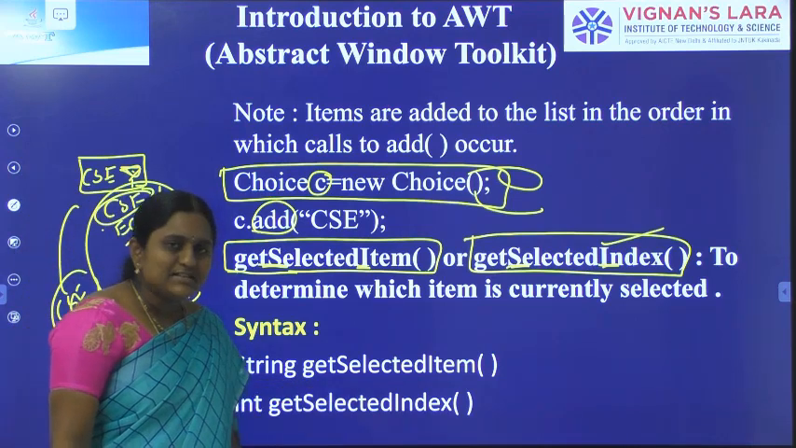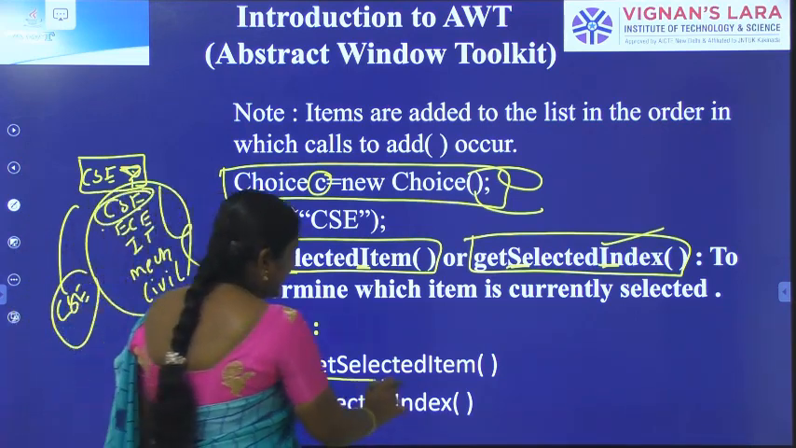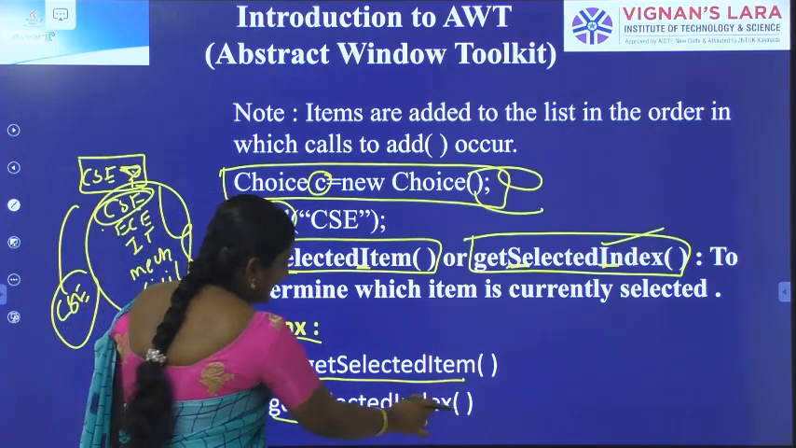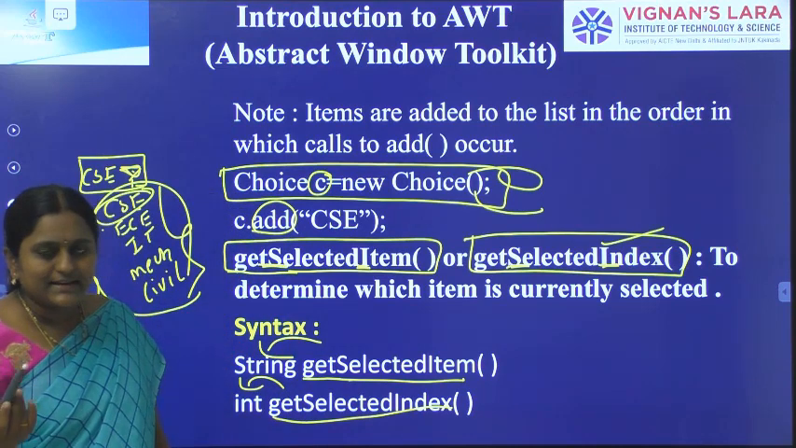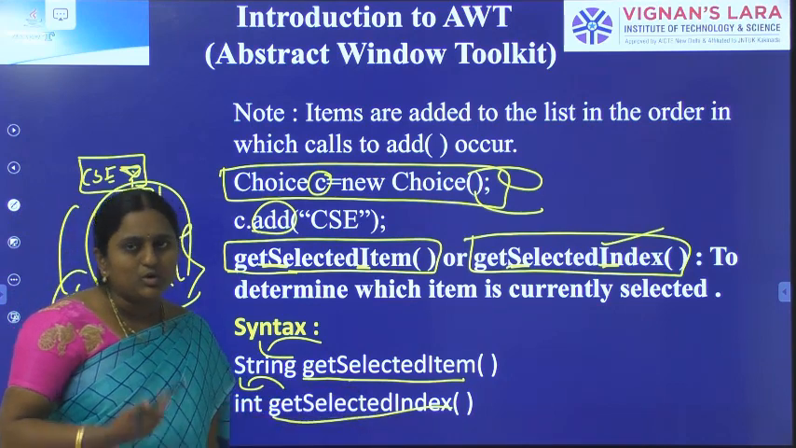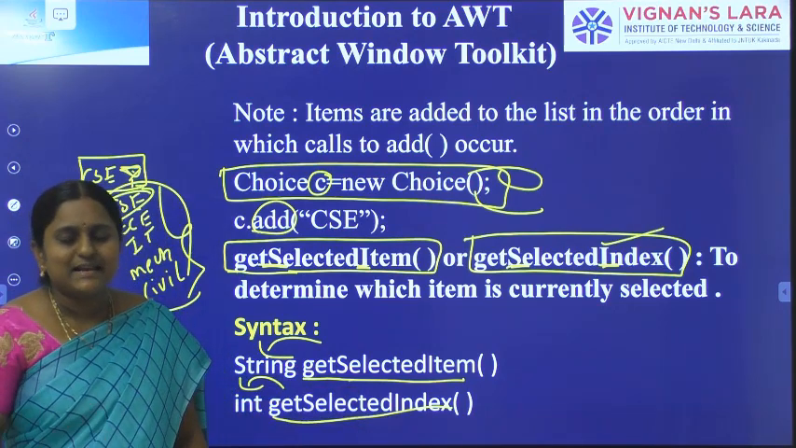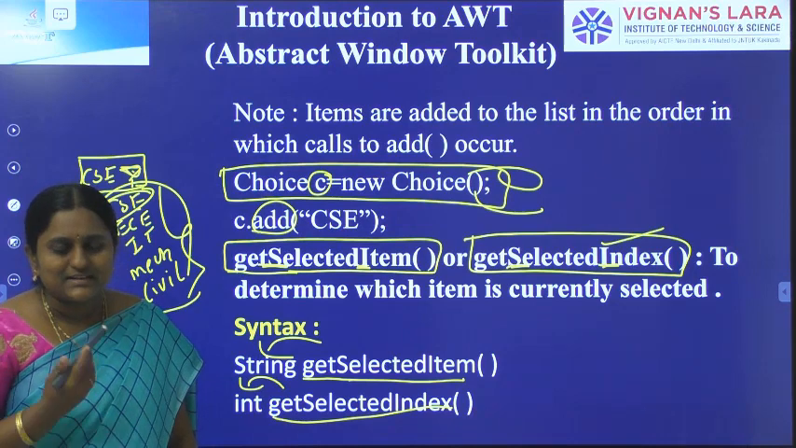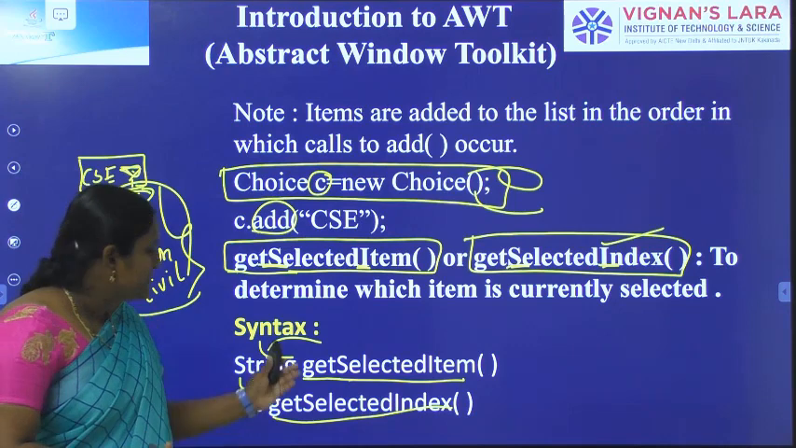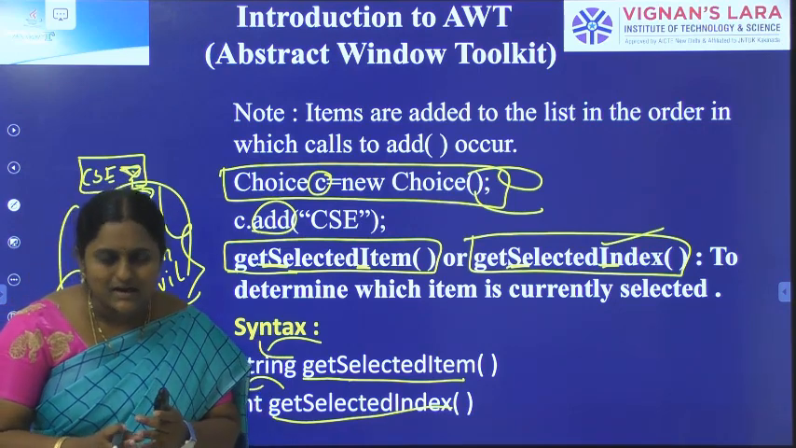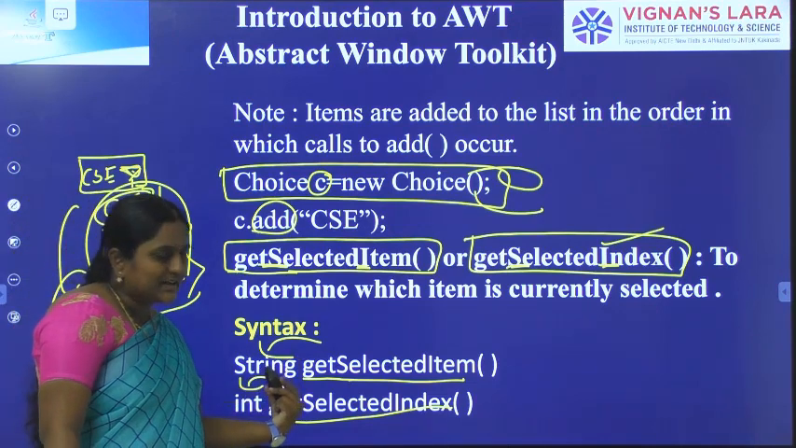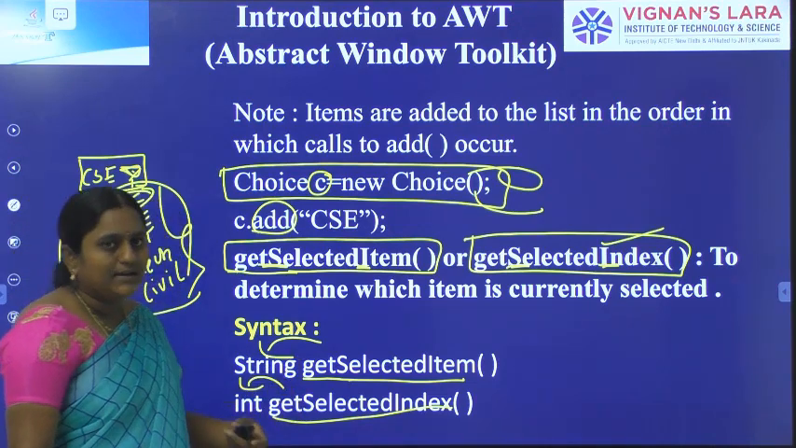getSelectedItem returns the string data type. getSelectedIndex returns the integer data type, because a string index starts from 0 onwards. Sometimes you want to know which item is currently selected on the window. In those situations, this method will help us to find the currently selected item in the choice. So it returns the string data type.